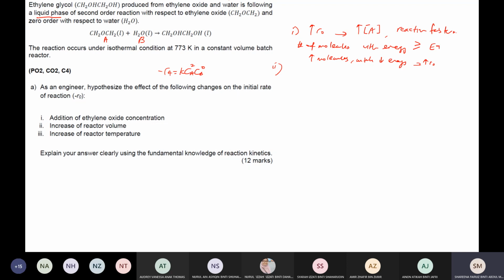Does it increase the initial rate of reaction? So when we increase the volume, actually the R0 decreases. Because of what? This is a constant volume batch. So constant volume batch, it will relate with C is equal to moles over the volume. So if you can see, if V increases here, definitely C will decrease. This is the reason, and then C will relate to the R naught. So you decrease the C, R naught will decrease.